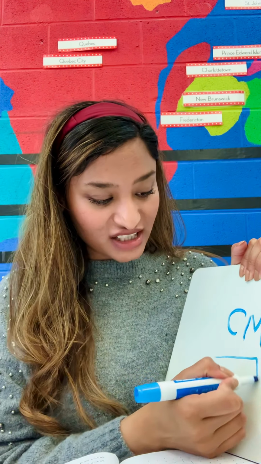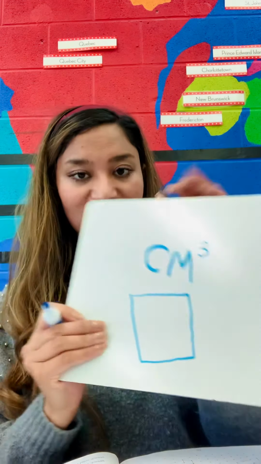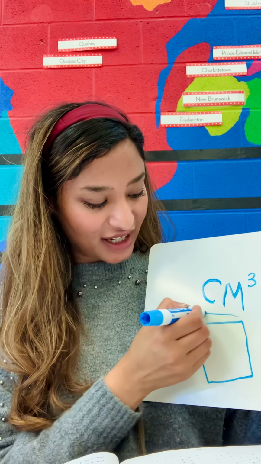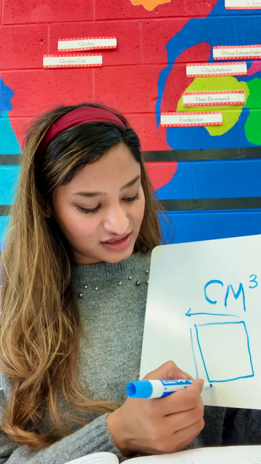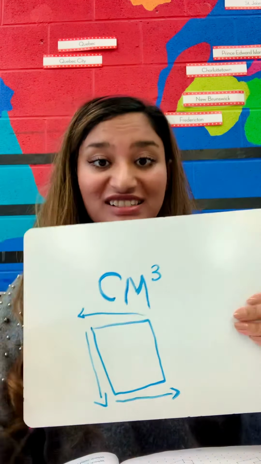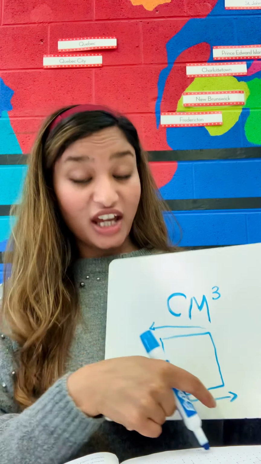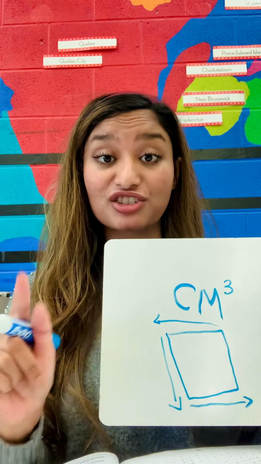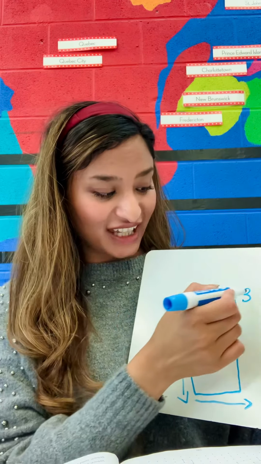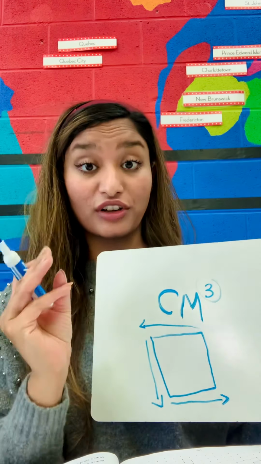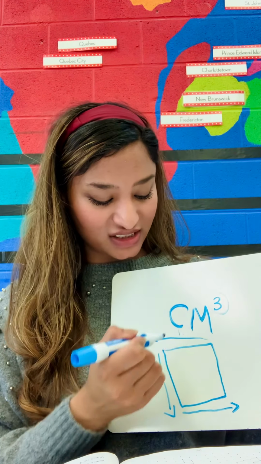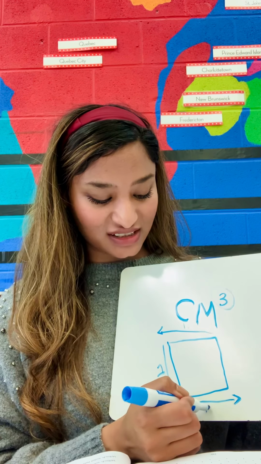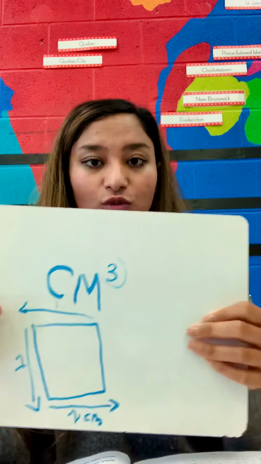Okay, so for example, any solid, like let's say this, we would look at its sides. It has 3 directions. We would measure it in 3 directions, and each direction is 1 centimeter. That's why there are 3 directions or 3 dimensions. So we would have 1 centimeter, 1 centimeter, and 1 centimeter. So that's why we call it cubic centimeters. That's how we measure volume, and we look at 3 directions.